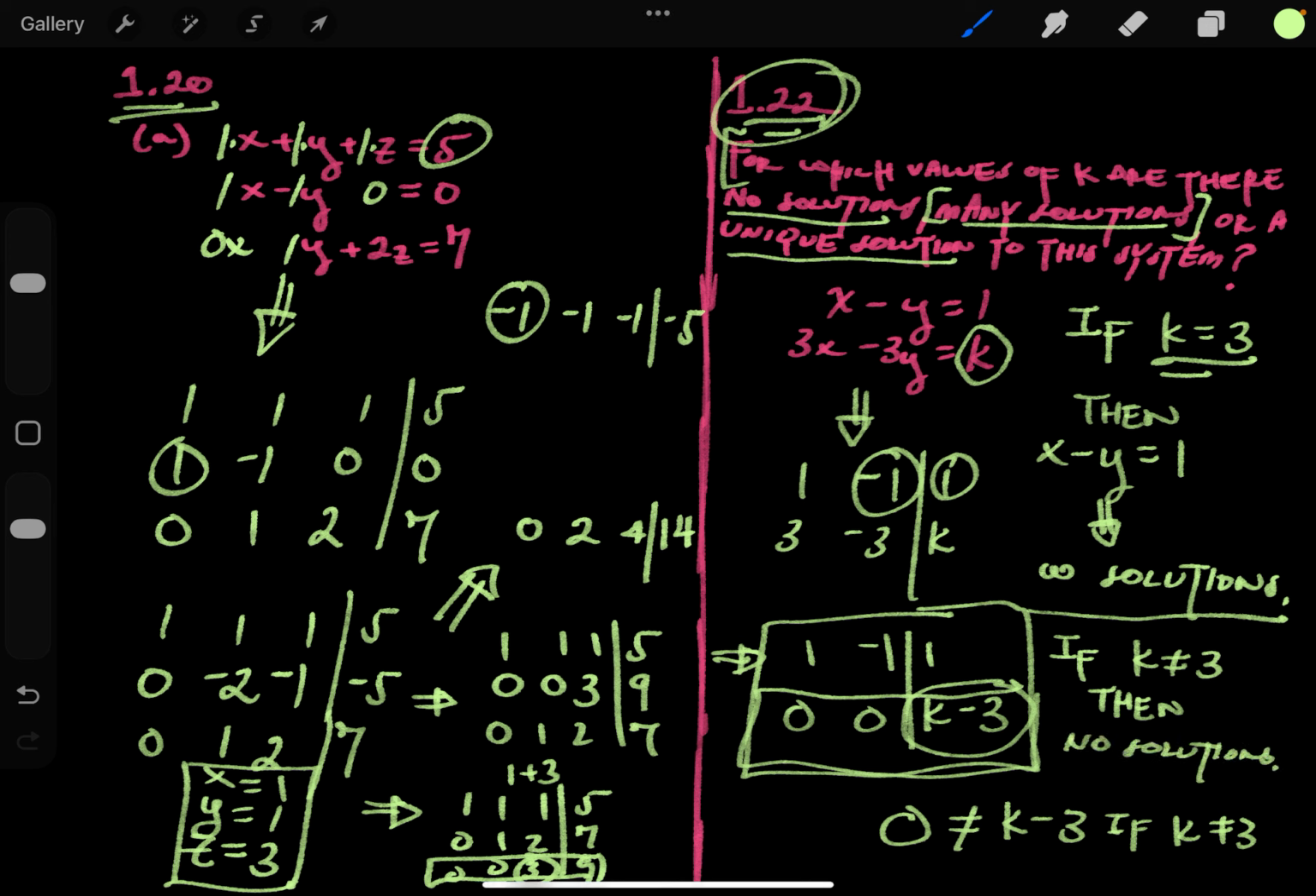And interestingly, we should then conclude something even further. k is either 3 or not 3. So then that means that the case where there's a unique solution cannot occur, and there are no k values for a unique solution.